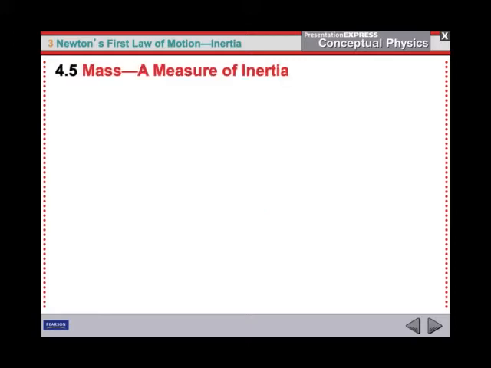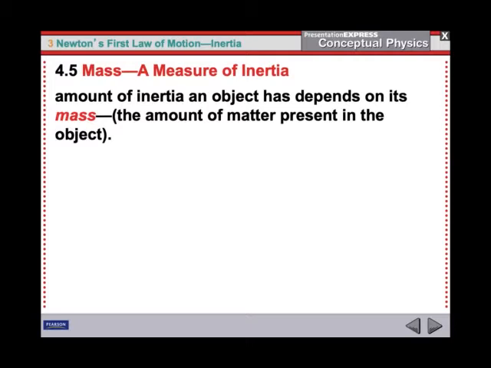Today, in part 5 of Newton's First Law series, we're going to talk about mass and inertia. Mass is the amount of inertia an object has. Mass is actually a measure of inertia, the amount of matter that's present in an object. You probably knew mass is the amount of matter present in an object, but you didn't know how it was linked to inertia. The amount of inertia an object has depends on its mass. The more matter present, the more it's going to resist a change in its state of motion.